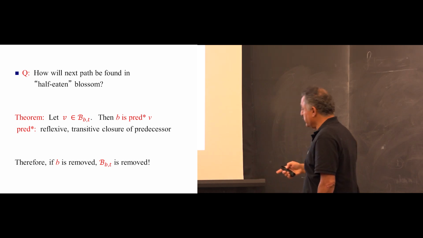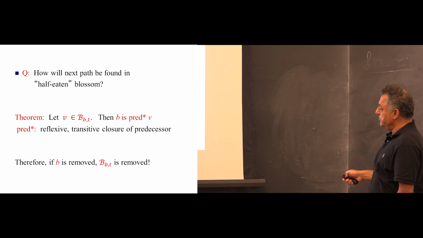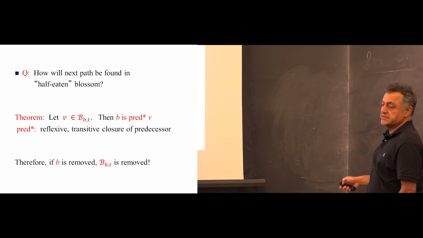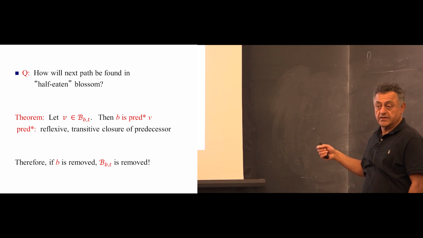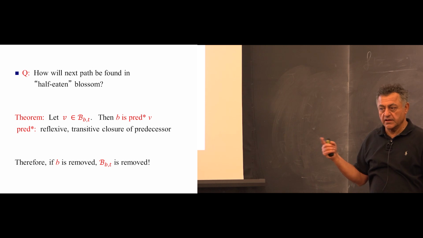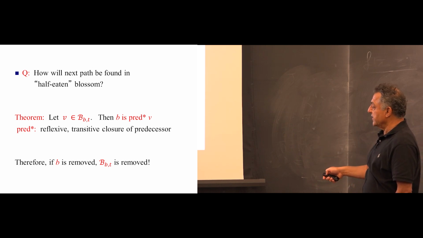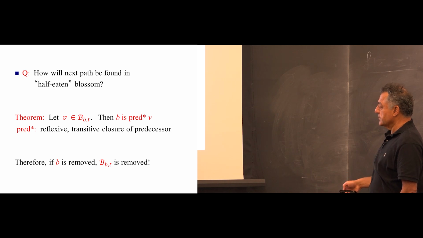But that cannot happen, because if any vertex is in this blossom, then the base of this blossom is a pred star of that, pred of pred of pred of that. So this vertex will be erased sooner in the erase phase. Here pred star is the reflexive transitive closure of predecessor. So if B is removed, the whole blossom is removed.